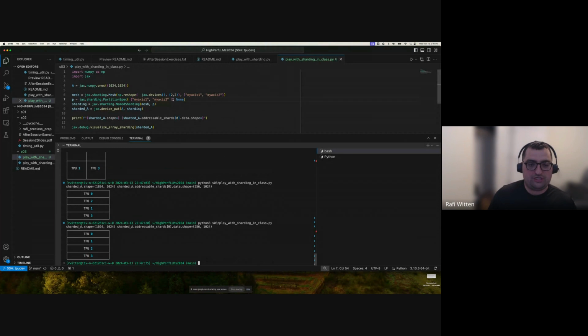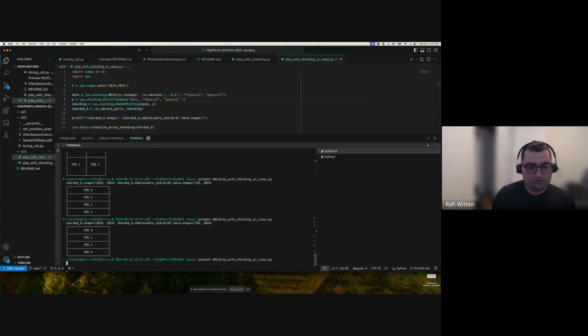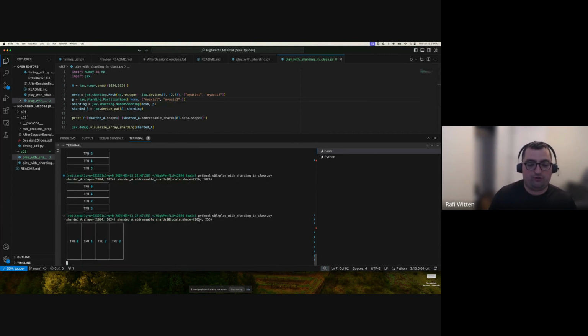And of course, we can do the same thing here. And we'll get column shards coming out. And then the column shards will be 1024 by 256 because we're sharding over the second dimension.